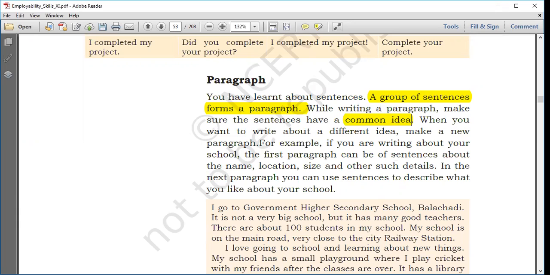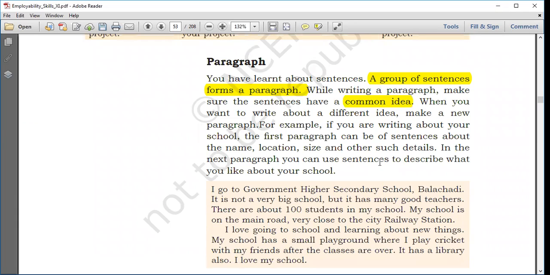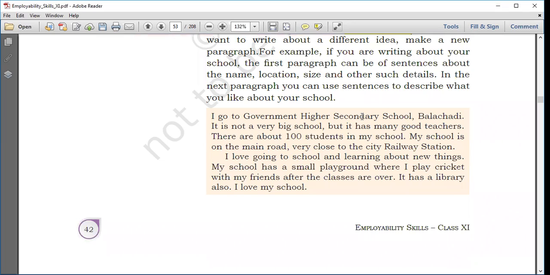Like for example, if you're writing about the school, let's say, the first paragraph can be the sentences about the name of the school, the location, the size, the other details, the other location details, etc. So ये first paragraph में सब एक जैसी information है. Everything is common, right? Whenever we want to start a new paragraph, there we can describe the school, right? Like if you see here, I go to government high secondary school Balachadi. It is not a very big school, but it has many good teachers. There are about 100 students in the school. My school is on the main road, very close to the city railway station. तो यहाँ पे हम लोग सिर्फ स्कूल की बेसिक डिस्क्रिप्शन दे रहे हैं.